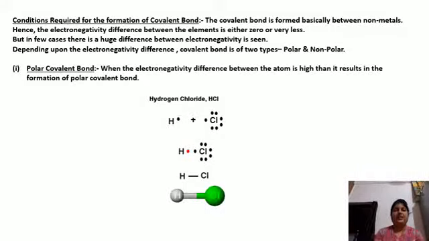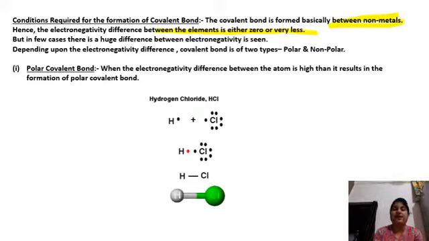Now, the condition required for the formation of covalent bond. Let us see. The covalent bond is formed basically between metals and non-metals. Sorry, only between non-metals. Here no metal is required. It is formed only between non-metals. So basically the electronegativity difference between elements is either 0 or very less.